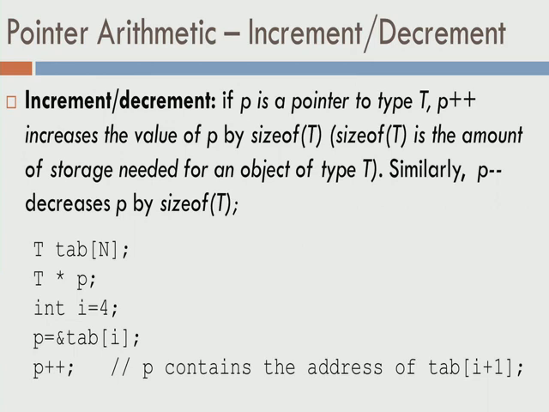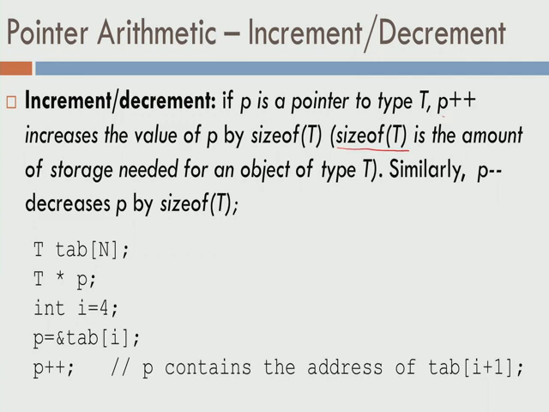The first one is increment decrement. So if P is a pointer to type T, there is actually no data type called T in C, so I am using this as a template. Let us say I have a data type called T and P is a pointer to T. T could be an integer, character, floating point, could be anything. P plus plus will increase the value of P by size of T steps. I already mentioned this. If you say size of data type, it tells you the number of bytes required to store the data type.